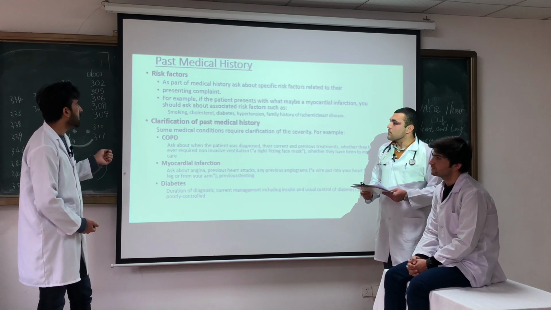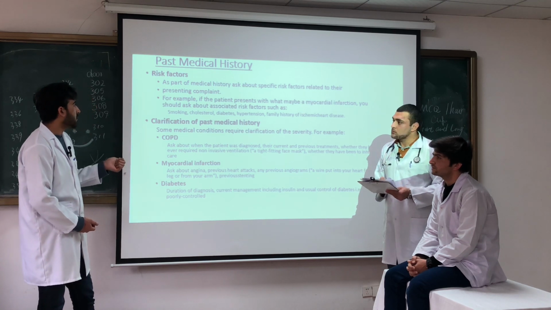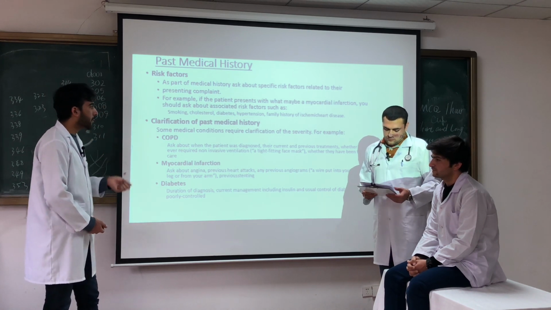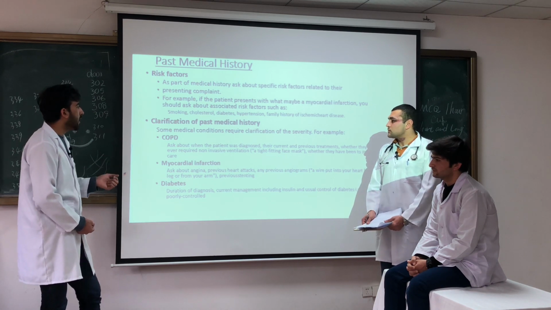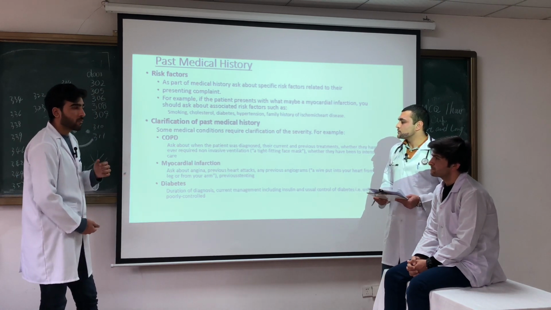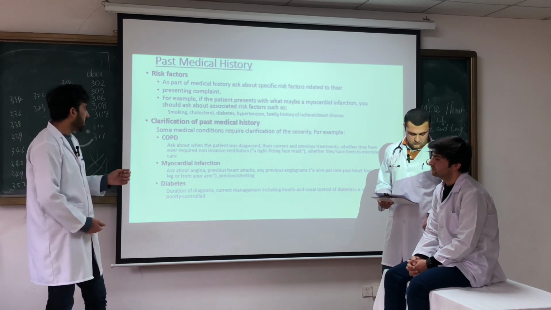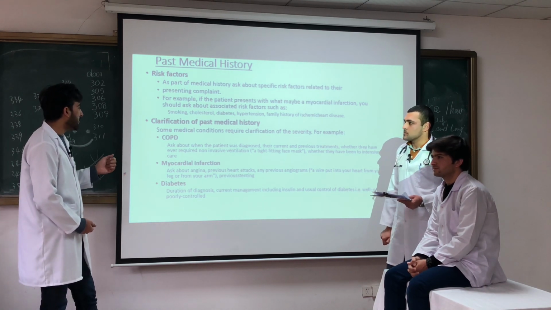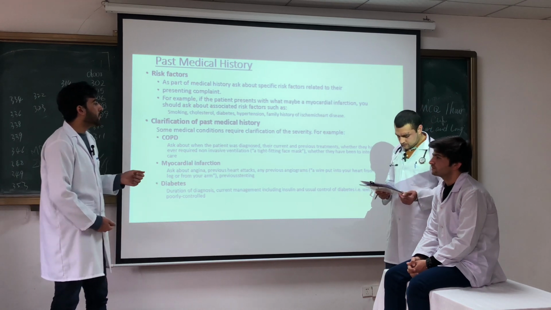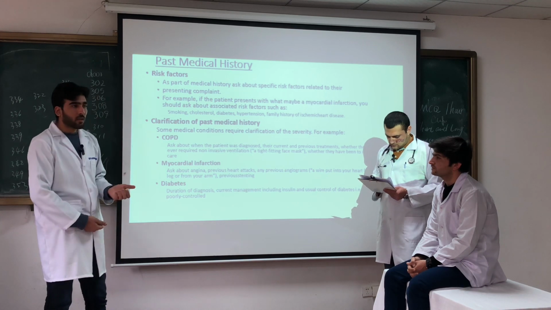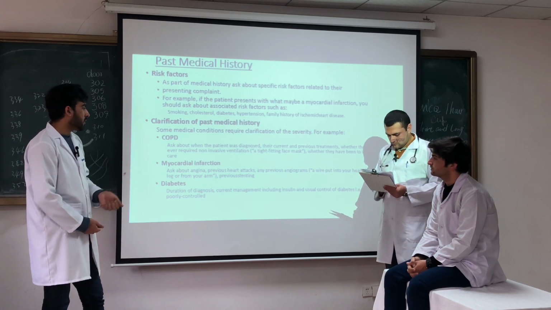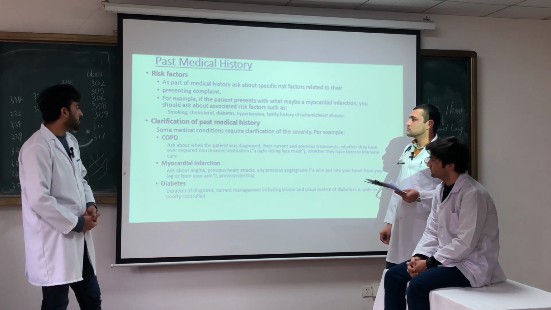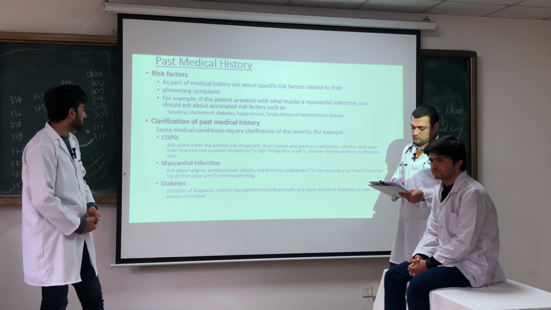Also ask about risk factors, because as part of the medical history, you should ask about specific risk factors related to their presenting complaints. If we take the example of myocardial infarction, we can ask about smoking, cholesterol, diabetes, hypertension, and family history of ischemic heart disease. There are also specific conditions we have to clarify in the past medical history. For example, if there is COPD, ask when the patient was diagnosed, their current and previous treatment, whether they have ever required non-invasive ventilation, and whether they have been seen in primary care. For myocardial infarction, ask about angina, previous heart attack, previous angiograms, and previous stenting. For diabetes, ask about duration since diagnosis, current management including insulin, and whether the diabetes is well or poorly controlled.